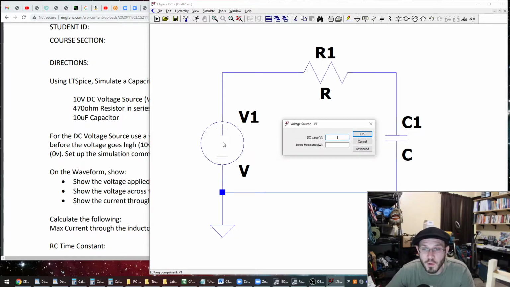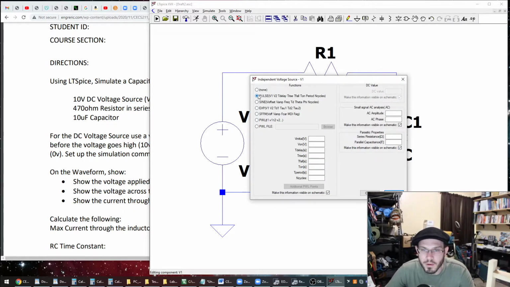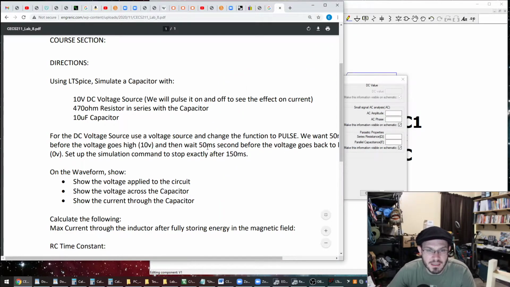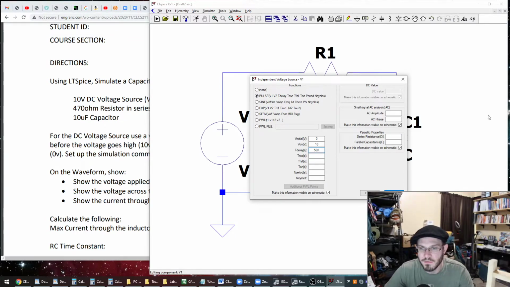Okay, right click on your voltage. We're going to hit advanced. We're going to set up a pulse. The initial value, we're going to start at 0. When it goes on, we want it to be at 10 volts. The time before that goes on, T delay, is going to be 50 milliseconds, so I'm just going to hit 50M for milli. The time to rise, let's go with our standard 1 nanosecond, which is pretty fast. Our time to fall is going to be 1 nanosecond.